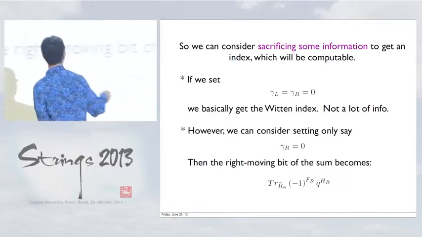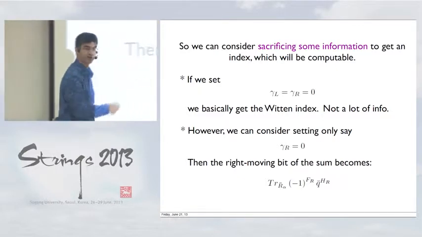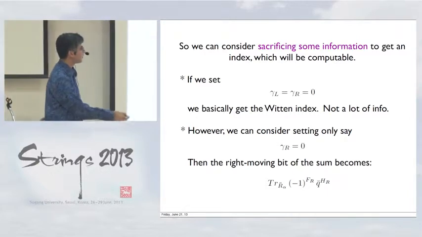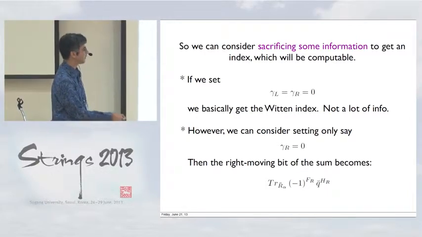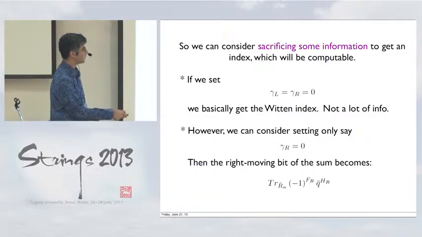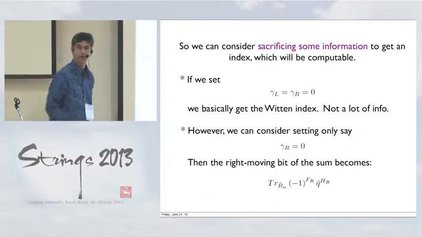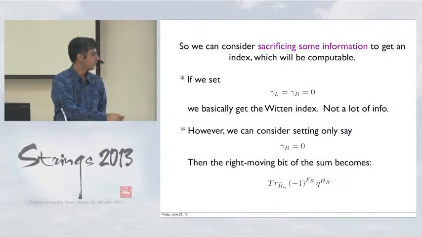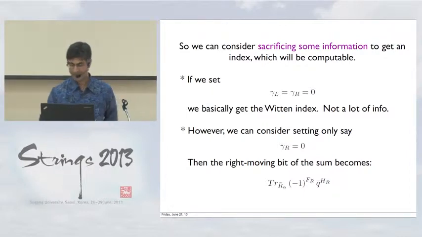But we can consider setting only, say, the right moving U(1) twist to 0, so that the right moving bit in our sum becomes a trace over the right moving representations of (-1)^F q bar^h, which is roughly a right moving Witten index. I'm being a little heuristic here.